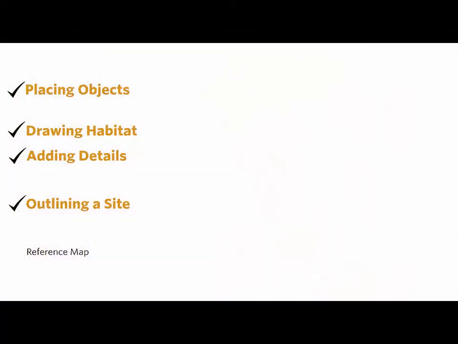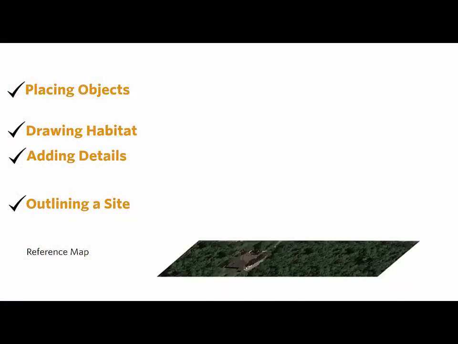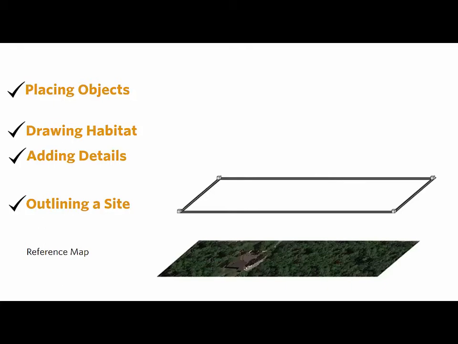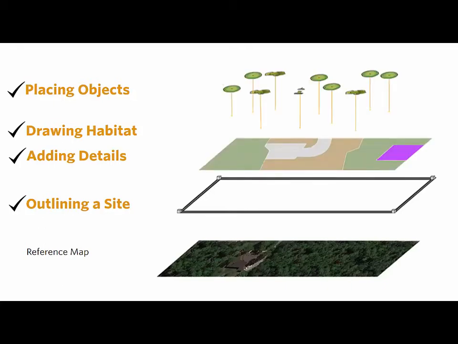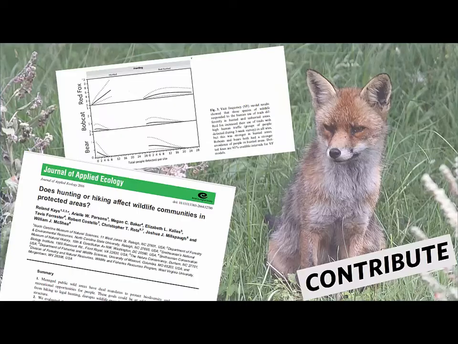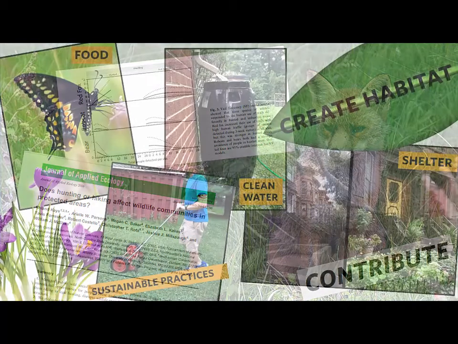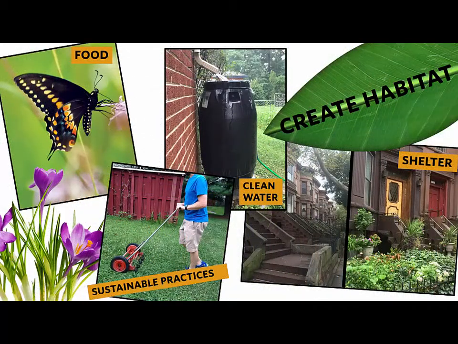Creating a habitat map consists of 4 basic actions: outlining a site, adding details, drawing habitat, and placing objects. Each of these actions produces valuable citizen science data and will help you create a beautiful map of your site and get detailed feedback about how to improve habitat quality.